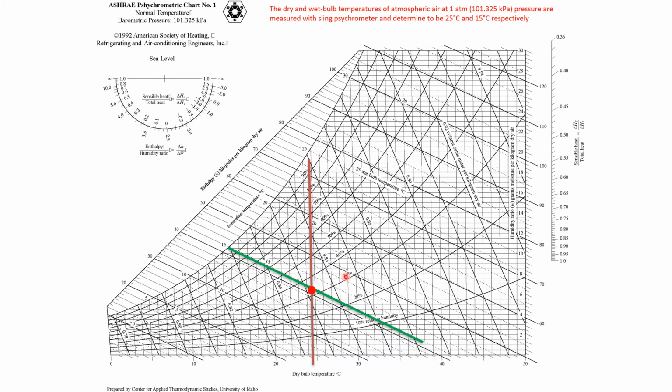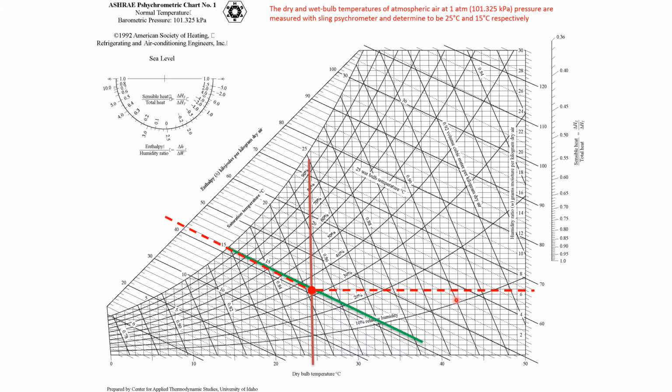So the first parameter that we are looking for is the specific humidity. The specific humidity is given here. What you need to do is, from this intersection point, extrapolate a straight line that intersects with this axis in order to obtain your humidity ratio. So you draw a line, it intersects at this point, you read the value here, and that becomes your specific humidity value, right?